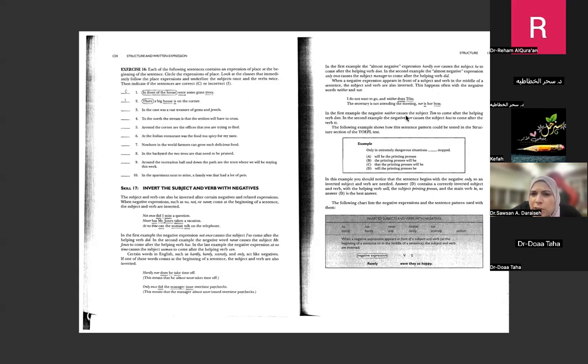In the first example, the negative neither causes the subject Tom to come after the helping verb does. In the second example, the negative nor causes the subject boss to come after the verb is. So they're not focused on and. Sometimes it's acceptable, sometimes it's not. Since you can do with it or without it, let's not focus on it and let's accept it both times. If it's there or if it's not there, let's accept it, since there's no focus on it here. If you read the explanation, they don't say anything about it.